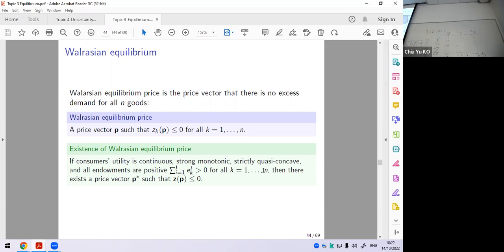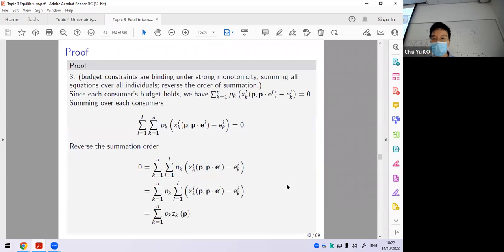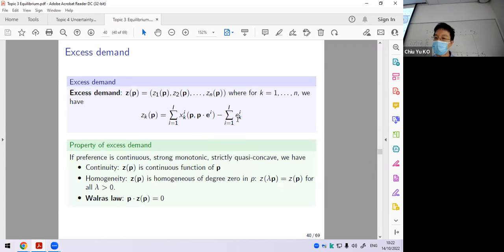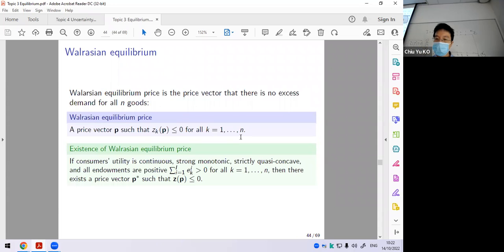Remember, Z is the sum of the Marshallian demands minus the endowment. So negative means that at this price, you don't want more than we have. That will be an equilibrium. Why? Because Z comes from everyone maximizing utility at that price, and everyone at that price is happy. They don't want more than what they have. So it's an equilibrium. We try to prove this result.